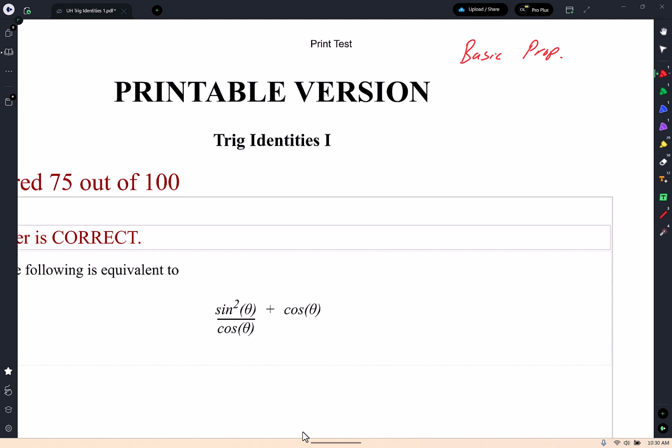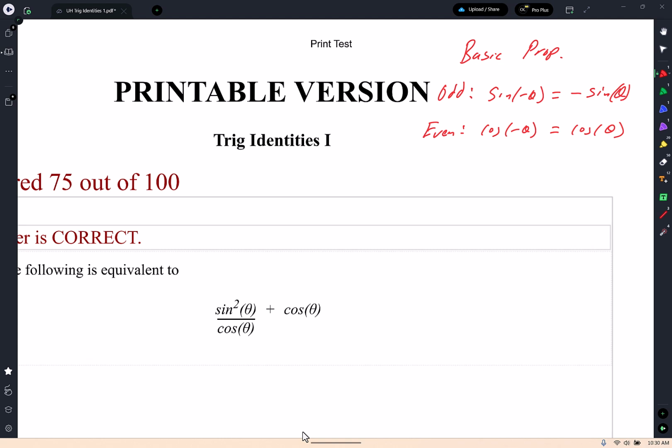If it's an odd function, like sine of negative theta, it has the same properties as when you were in algebra. So sine of negative theta is the same thing as negative sine theta. If it's an even function, like cosine of negative theta, cosine is an even function, so cosine of negative theta is the same thing as cosine theta.